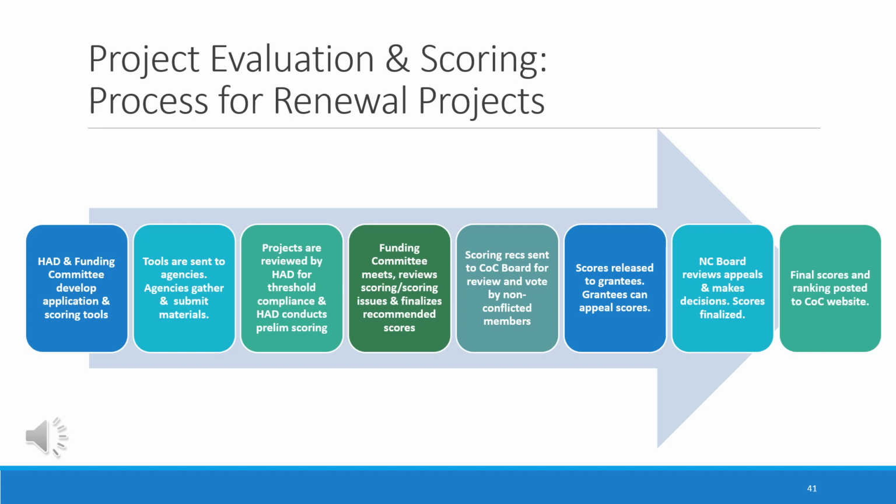Scoring is then sent for review and a vote by the non-conflicted board members. Final evaluation outcomes and scores are sent to the grantees. Grantees have the opportunity to submit appeals of scoring in accordance with the CoC's appeals policy. Once appeal decisions have been made by the non-conflicted board, the scores will be finalized. Upon final ranking decisions, final scores and ranking will be posted to the CoC's website.